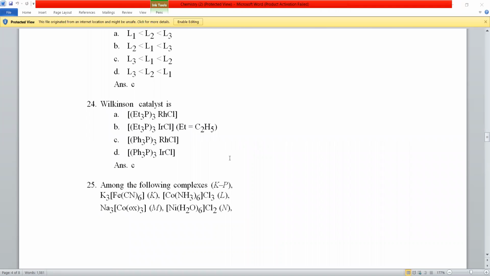Wilkinson catalyst, that question. Triphenylphosphine rhodium is the right answer. So option C is the right one. Wilkinson catalyst. So question number 25, students.